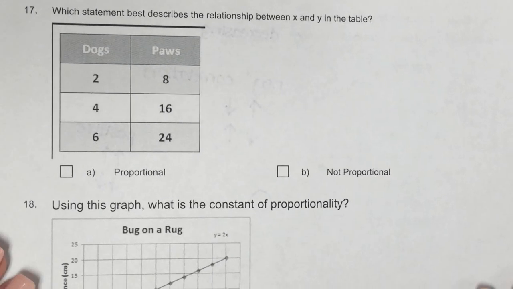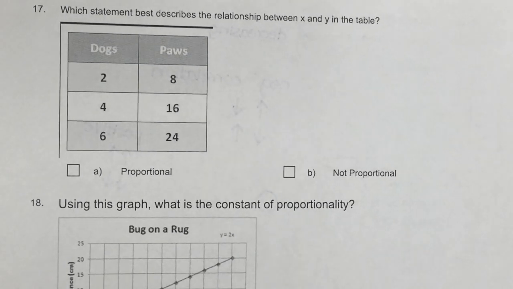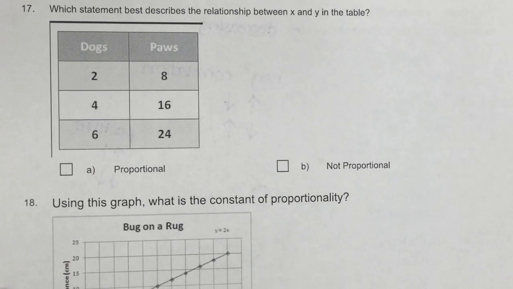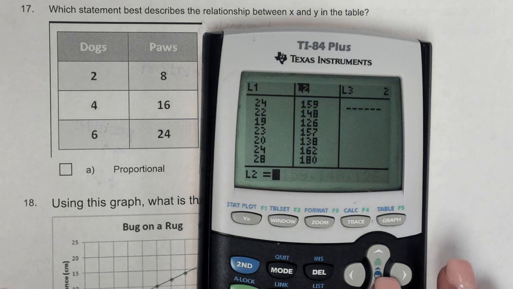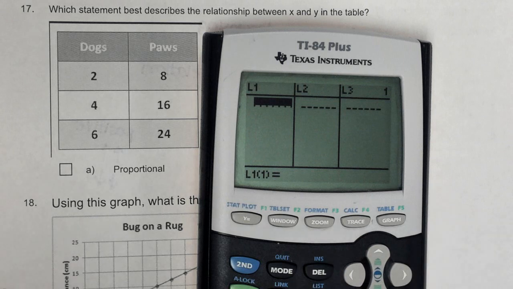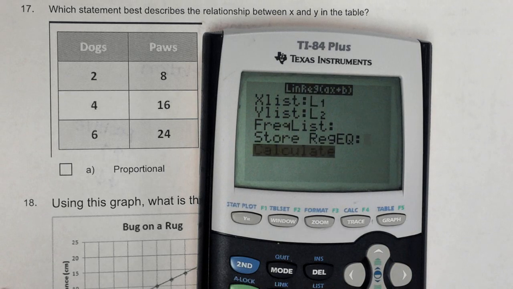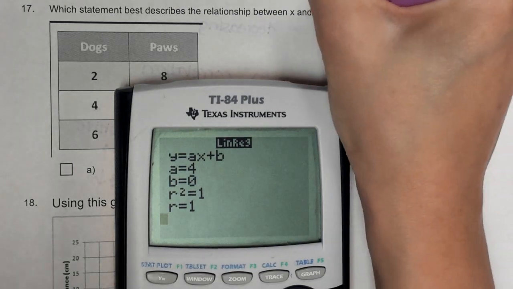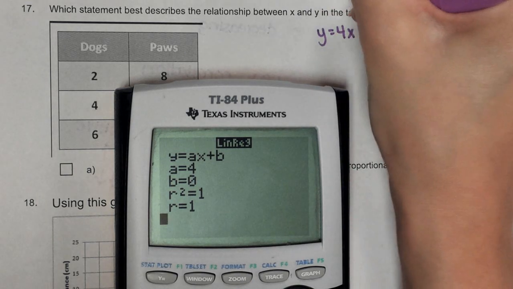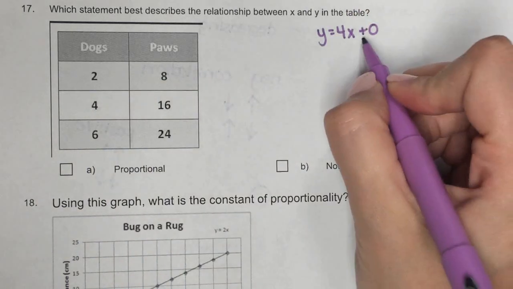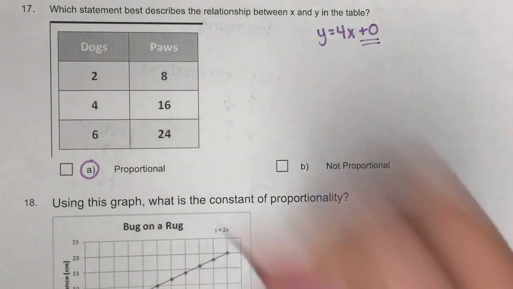Which statement best describes the relationship between the x and the y in the table? Okay, so there's two ways to do this. We could use our calculator, right? We've been doing the stat edit. So I'm going to go stat edit, clear these out, and I'm going to type in my points. So I've got 2, 4, 6. Over here I've got 8, 16, 24. So you type in your points, and we do stat right 4. So my equation is y equals 4x. Do I need to put the plus 0? No, you don't, but if it helps you see, you can. So the y-intercept is 0, so it is proportional.